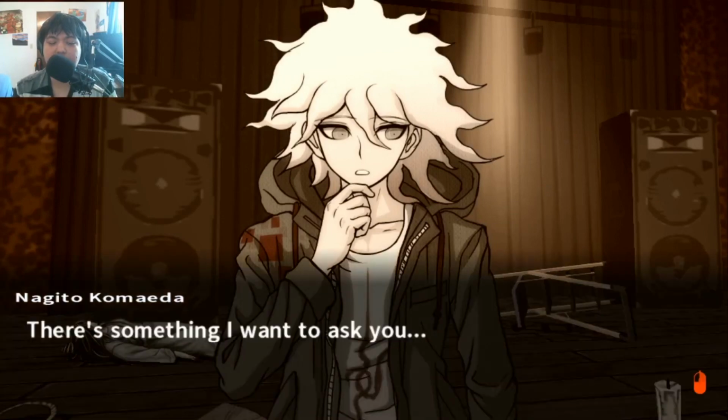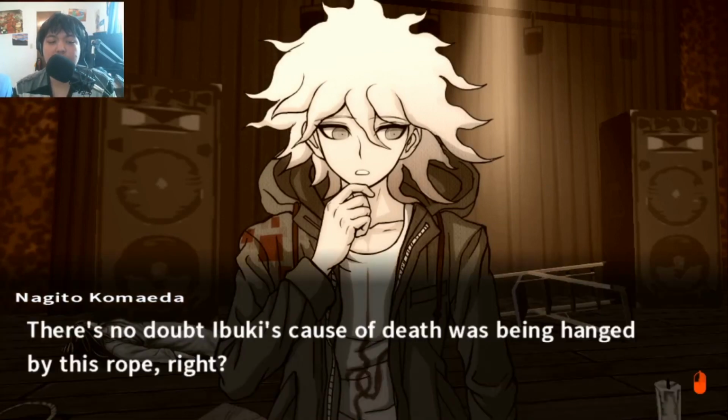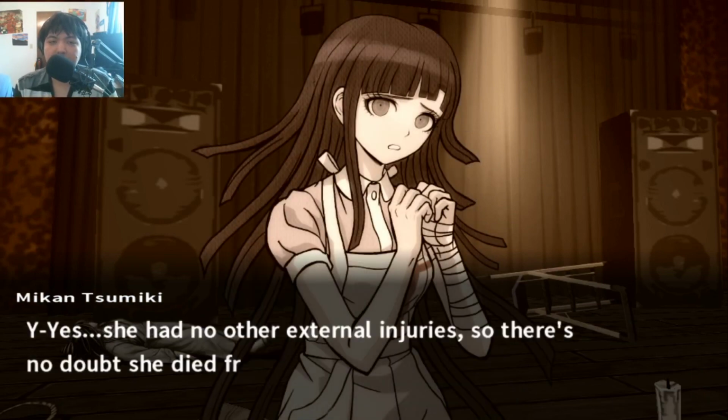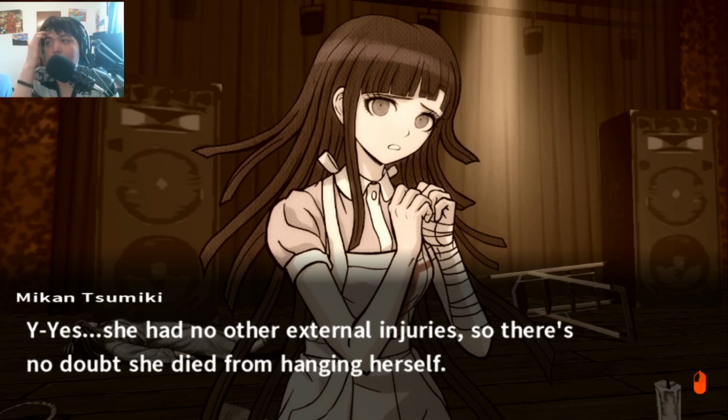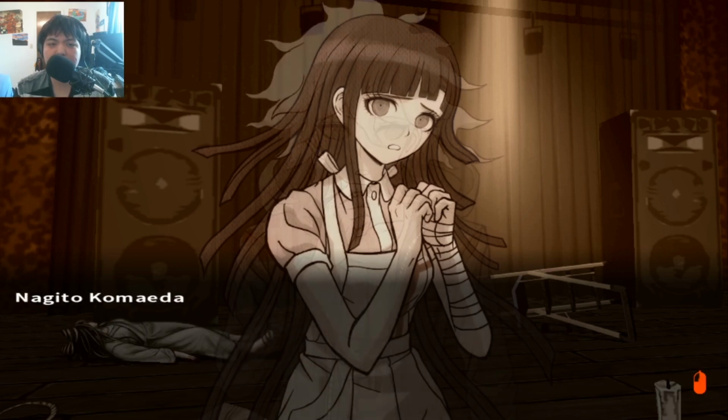There's something I want to ask you. There's no doubt Ibuki's cause of death was being hanged by this rope, right? Yes. She had no other external injuries, so there's no doubt she died by hanging herself. That might be a lie from Mikan this whole time. She said that to hide what her real cause of death is. It wasn't from hanging herself, it was actually from strangulation. That's why the rope is frayed like this.